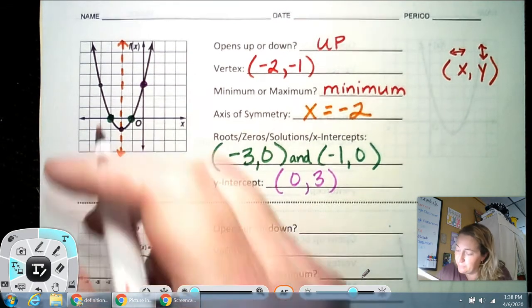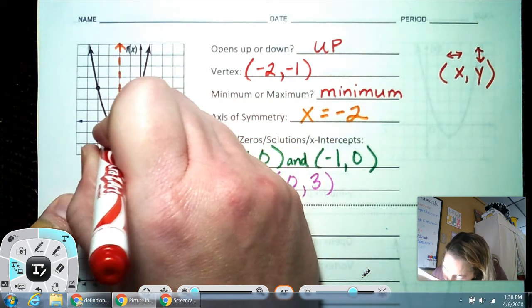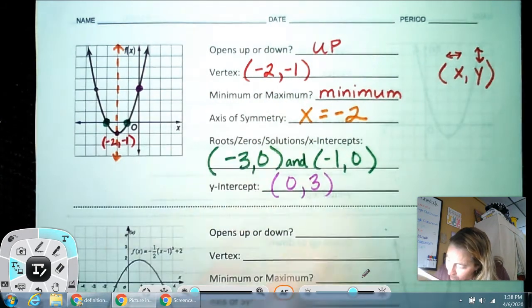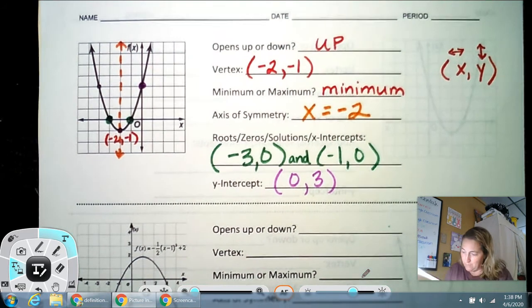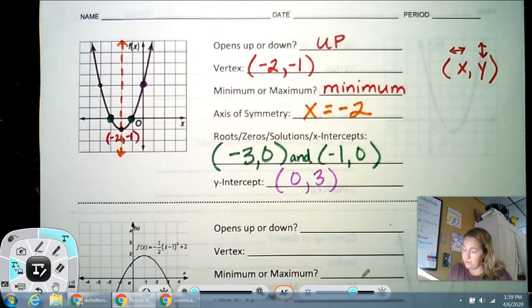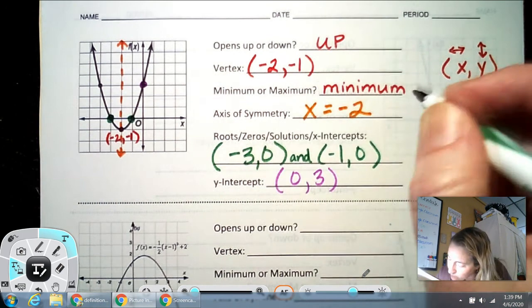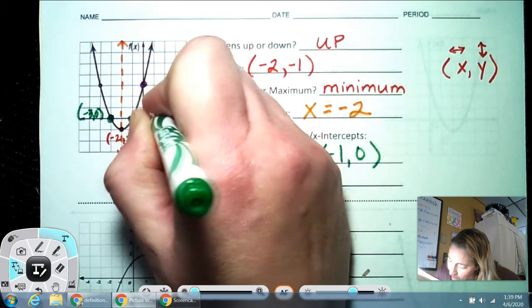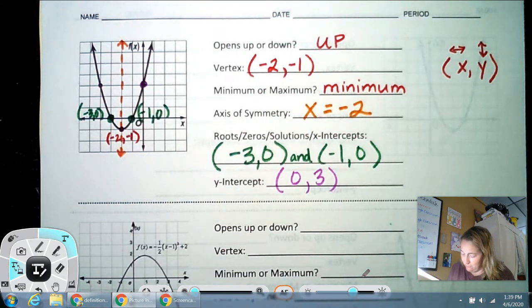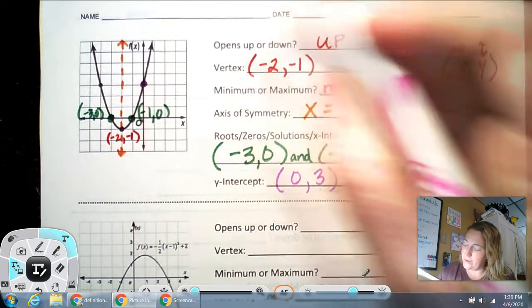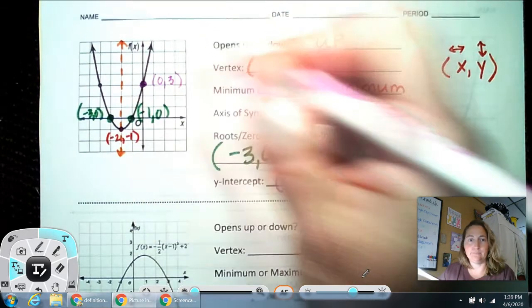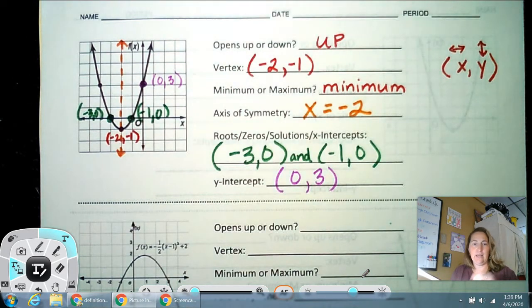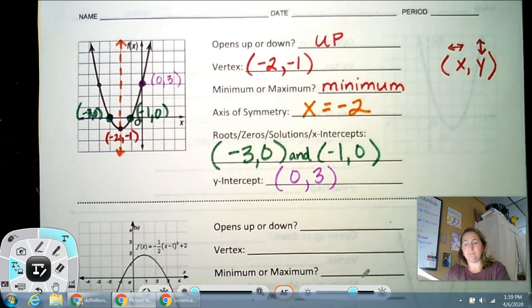Okay, so I'm just going to label those on the picture as well. This was -2, -1. That was my vertex. My minimum is my vertex. Axis of symmetry goes through that. And then my zeros were at -3, 0 and -1, 0. And then finally, my y-intercept was at 0, 3. Okay? I know that's a lot for just one graph. So let's look at a couple more examples.